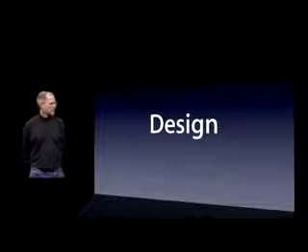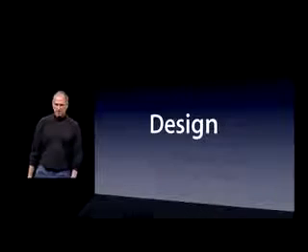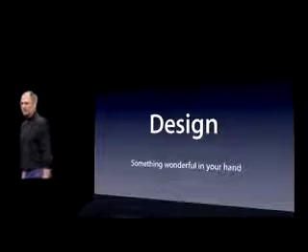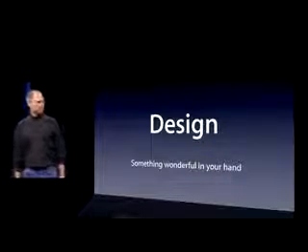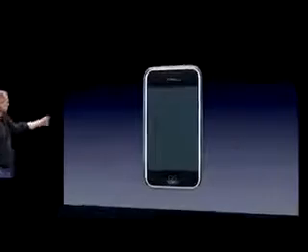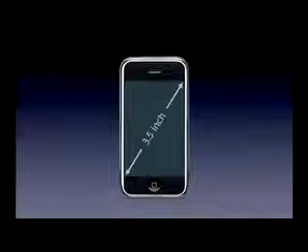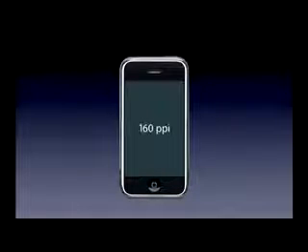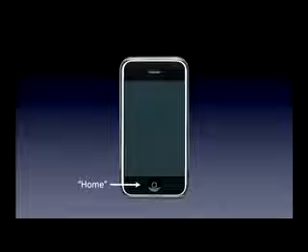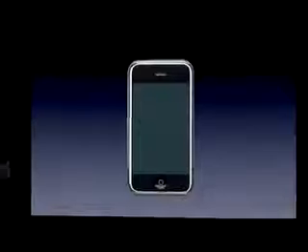Third thing I want to talk about a little is design. We've designed something wonderful for your hand. Just wonderful. And this is what it looks like. It's got a 3.5-inch screen on it. It's really big. And it's the highest resolution screen we've ever shipped. It's 160 pixels per inch. Highest we've ever shipped. It's gorgeous. And on the front, there's only one button down there. We call it the home button. It takes you home from wherever you are. And that's it. Let's take a look at the side.